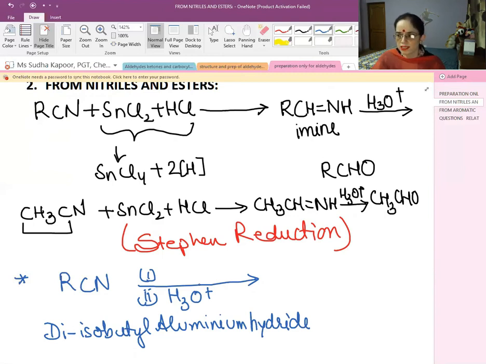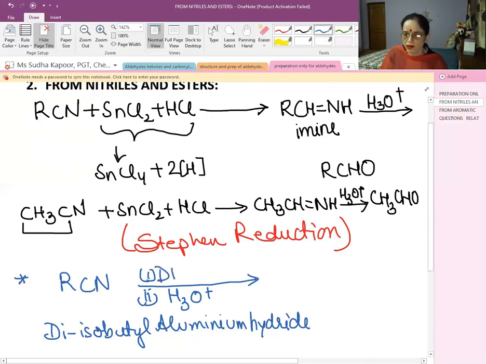What I am telling you is very important. If you are using SnCl2 and HCl, then only it is considered as the Stephen reduction. But if I am writing DIBAL-H, diisobutyl aluminum hydride, then in that case it is not considered Stephen reduction. It is simply a conversion method. RCN is converted into RCHO if I am using the DIBAL-H.